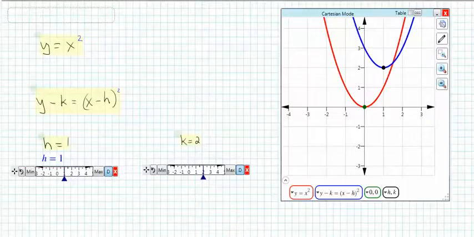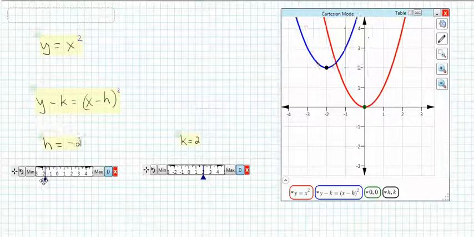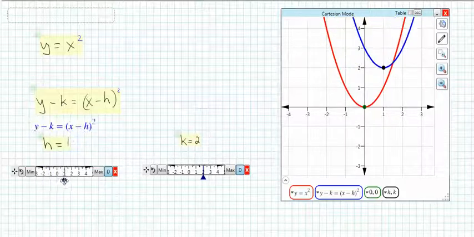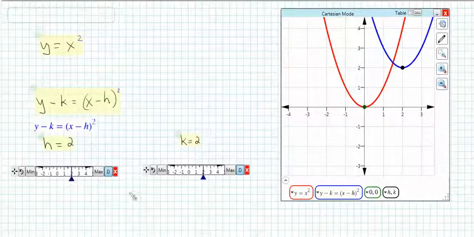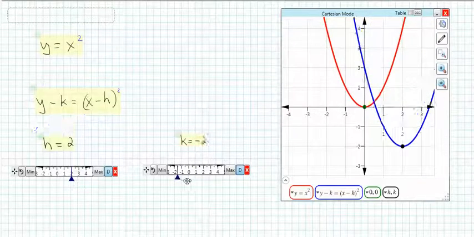And then we can combine these. Here we have h is equal to 1 and k is equal to 2. We've replaced x with x minus h. We've also replaced y with y minus k. And so the same thing happens. Whatever h is, that is now the horizontal translation. Whatever k is, that is the vertical translation.